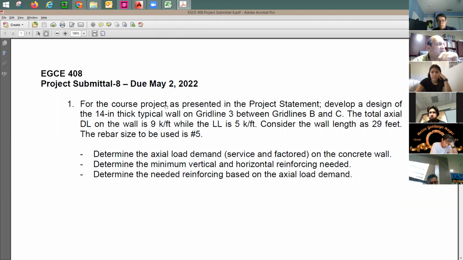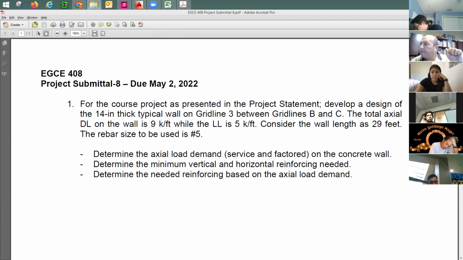So this submittal should be very simple. And this is going to be your last submittal for the course. I have also a homework for you, which is going to be due the same day.